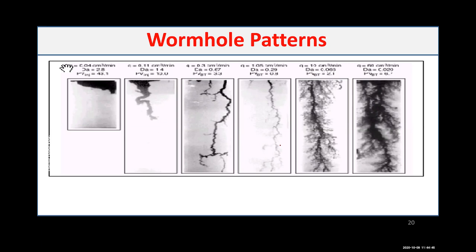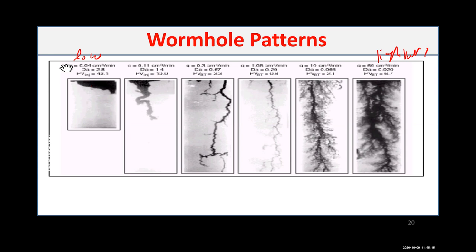I'm going here from low rate to really high rate. And that will be the shape of the wormhole as we go. So if you are pumping the acid at a really low rate, you will not have enough acid to go inside the formation. So whatever acid there is will react mainly with the surface of the core, and you will dissolve the surface of the core. That's what we call face dissolution.